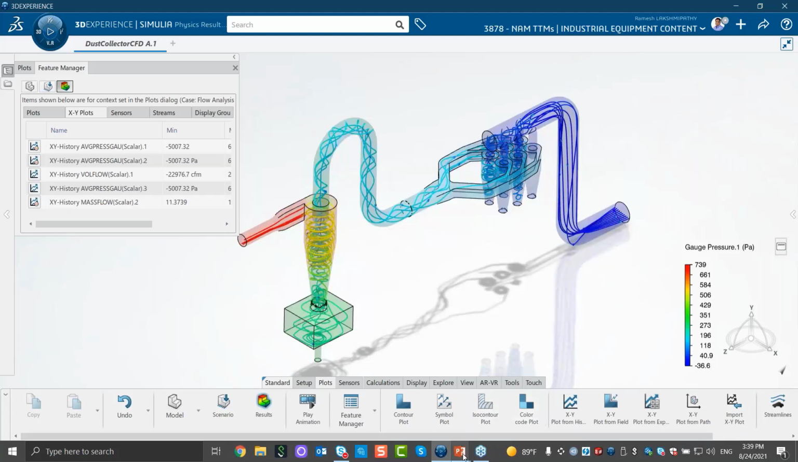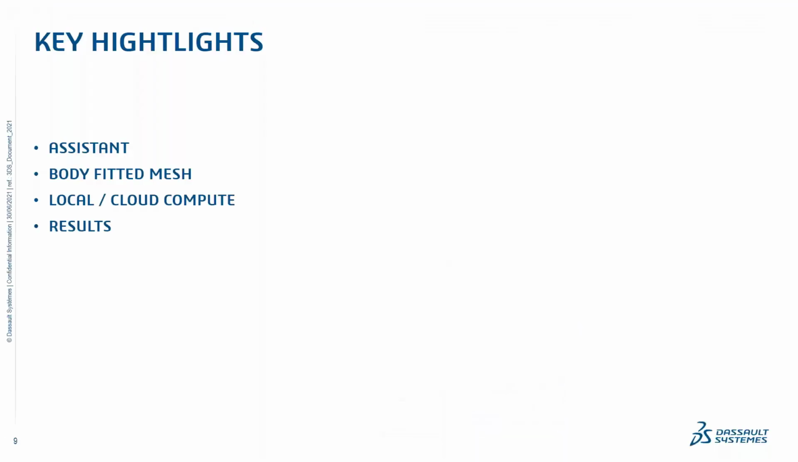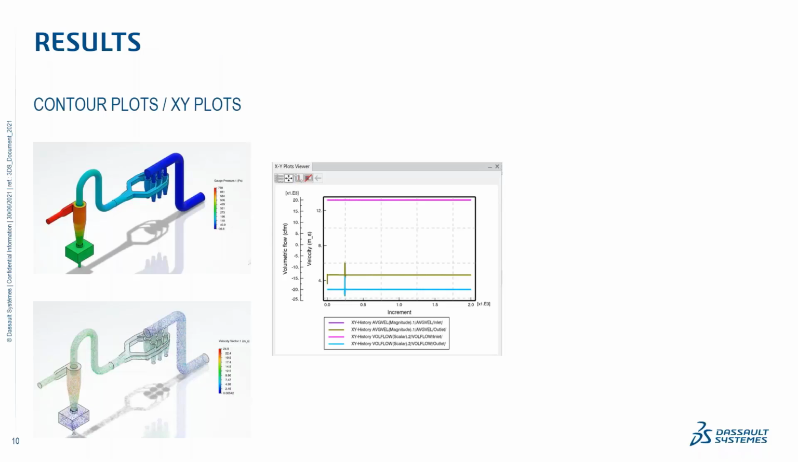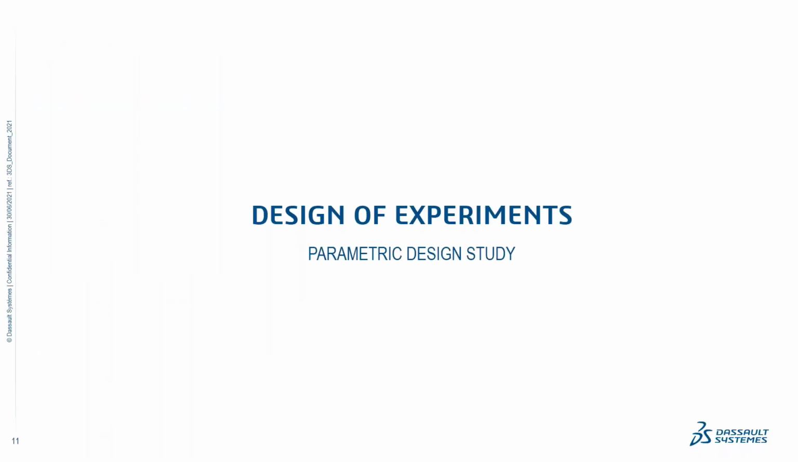All right, so let's go back into the PowerPoint real quick. For this baseline design, we reviewed the assembly, the body fitted mesh. We talked a little bit about the local cloud compute in one of the earlier slides. And we also looked at some key results. So what we want to do is move on to the next step, which is design of experiments.